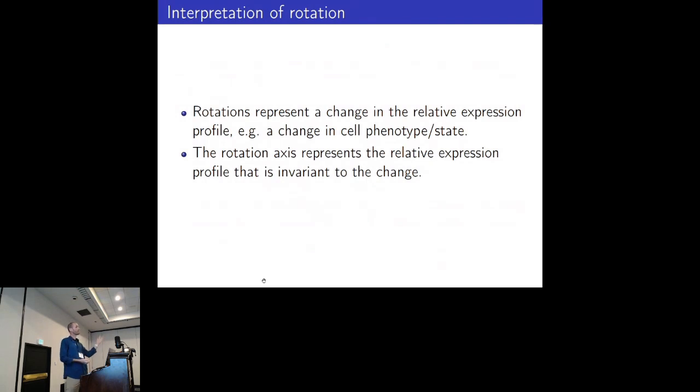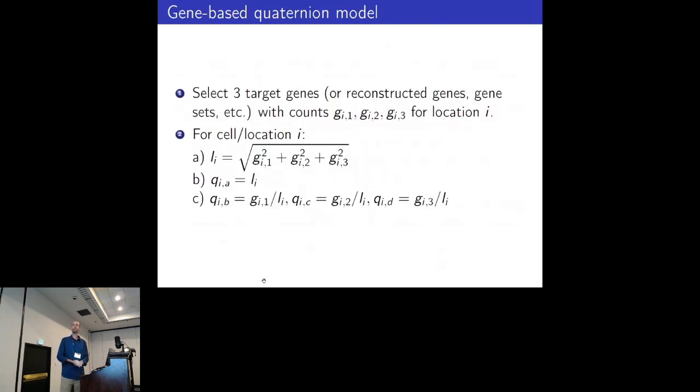Rotations of it are like changes in transcriptomic state, so the phenotype or state of a cell. And the rotation itself is described by a relative expression profile, the axis. That's another quaternion. And you could think of the rotation axis as some relative expression profile that ideally, if this holds, is invariant to the change. So it has this kind of biological interpretation of rotations.